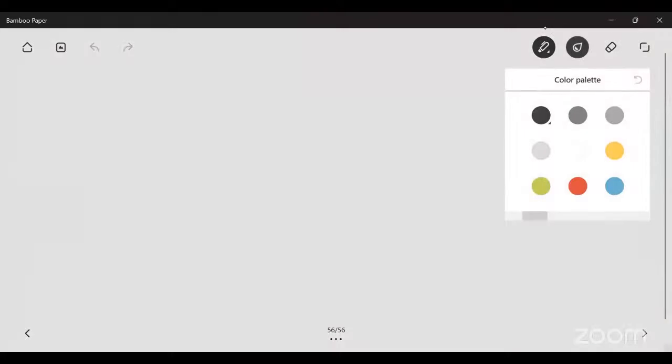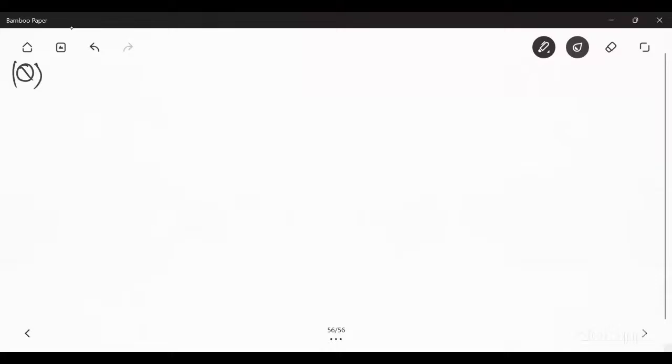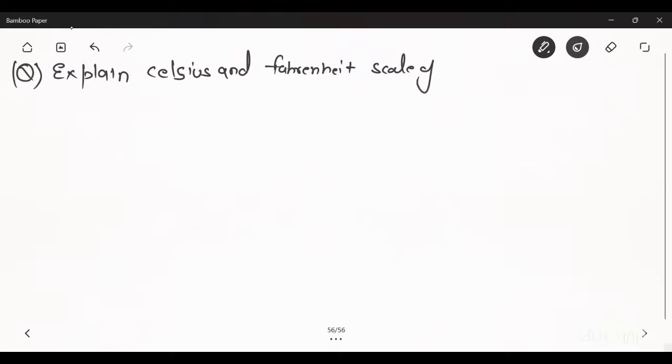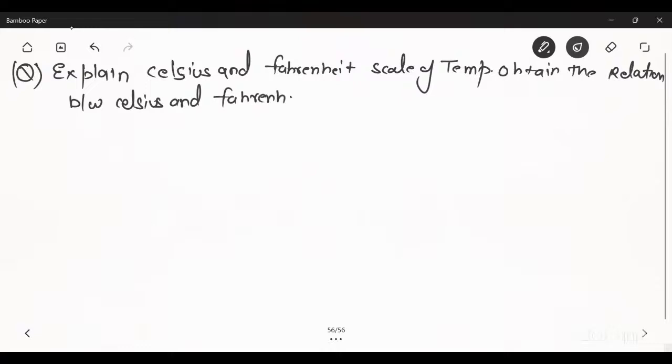Next long short answer type question, your next previous year question, is: explain the Celsius and Fahrenheit scale of temperature, and obtain the relation between the Celsius and Fahrenheit scale of temperature.